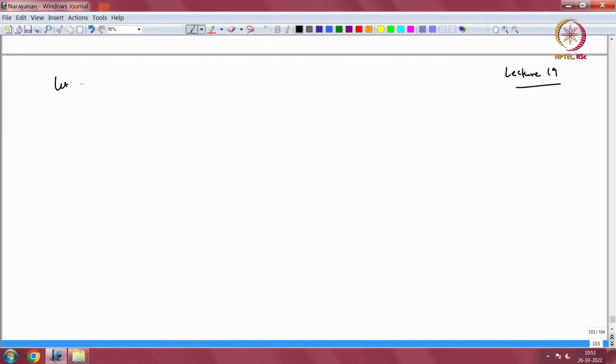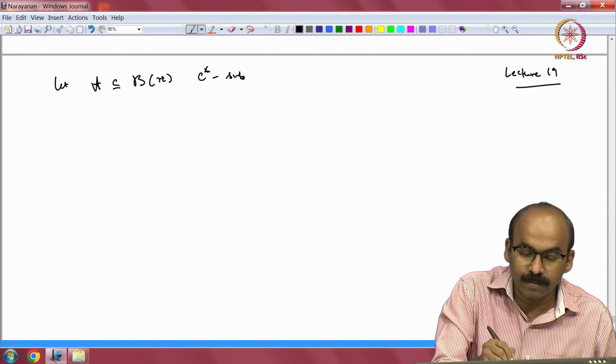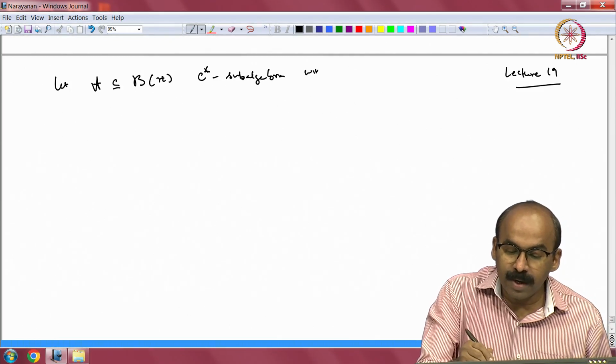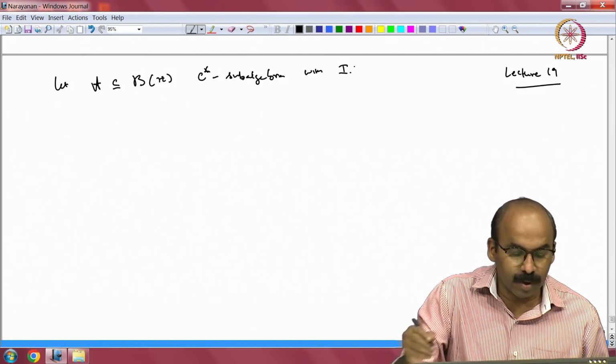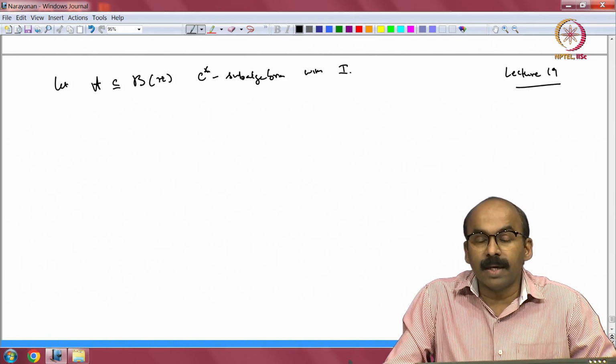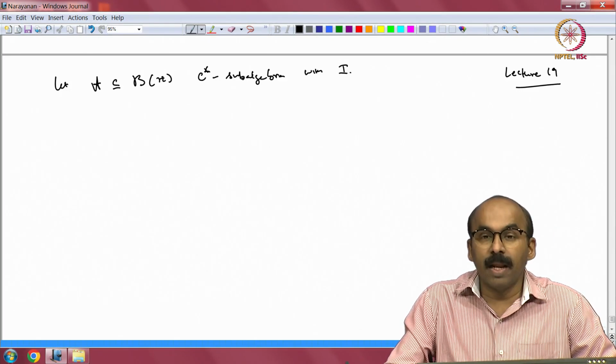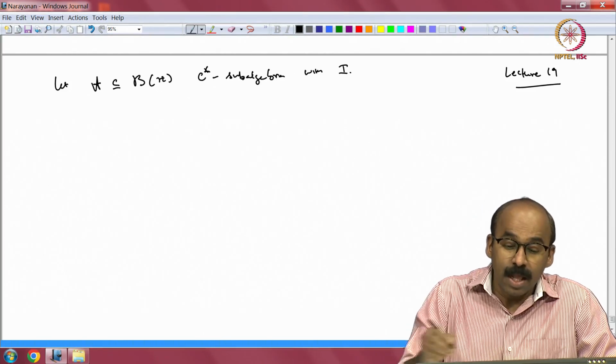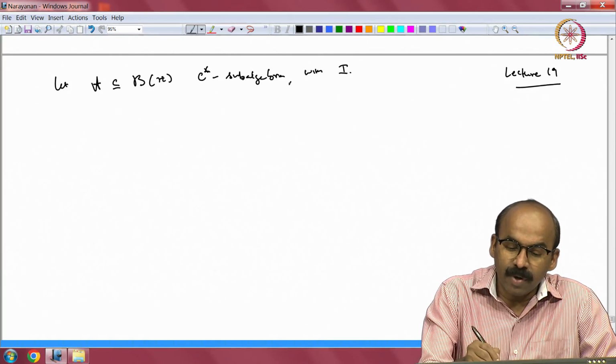Okay. So, let A be a C star subalgebra with the identity operator. Okay. So, now we are looking at algebras whose elements are operators and we have the identity operator as well there. So, it is a C star subalgebra, also commutative. Okay. So, we are always looking at commutative ones.